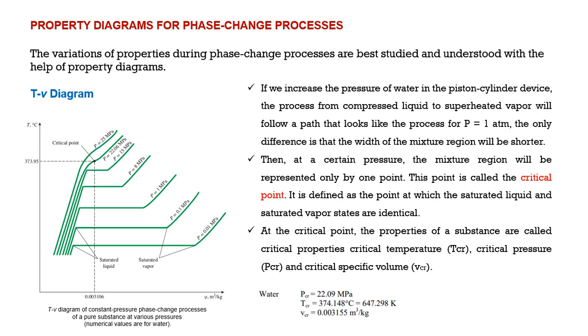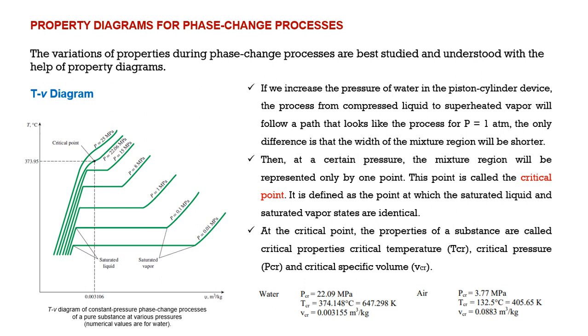Okay. So, some critical values are given for water and air. For water, the critical pressure is 22.09 megapascal, the critical temperature is 647.298 Kelvin, and the critical volume is 0.330155 meter cube per kilogram. For air, the critical pressure is 3.77 megapascal, the temperature is 405.65 Kelvin, and the volume is 0.083 meter cube per kilogram.